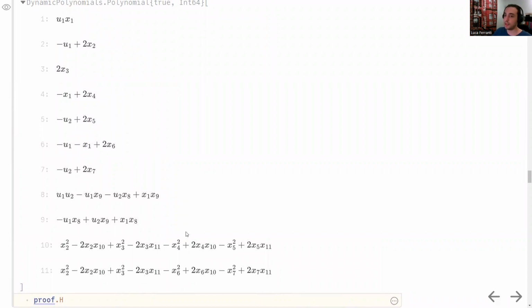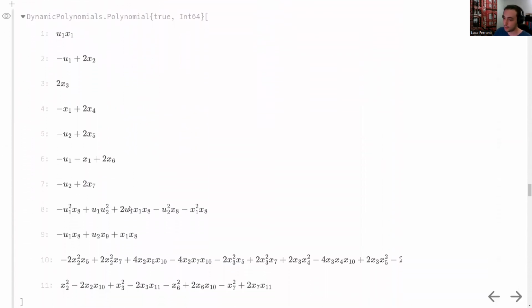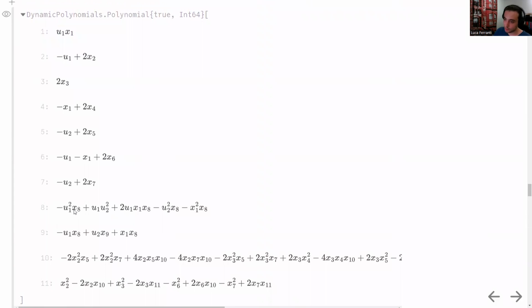Then we want to triangulate the system, which means that we want the first equation to only have x1, the second x1, x2, the third x1, x2, x3, and so on. And this is actually almost already in triangular form, but for example, if you look at equations 8 and 9, equation 8 has both x8 and x9, but should only have variables up to x8. So we fix this by triangulating the system, and this is the triangulated form. So we see now the 8th equation only has x8 and previous variables, and x9 is introduced in the 9th equation.